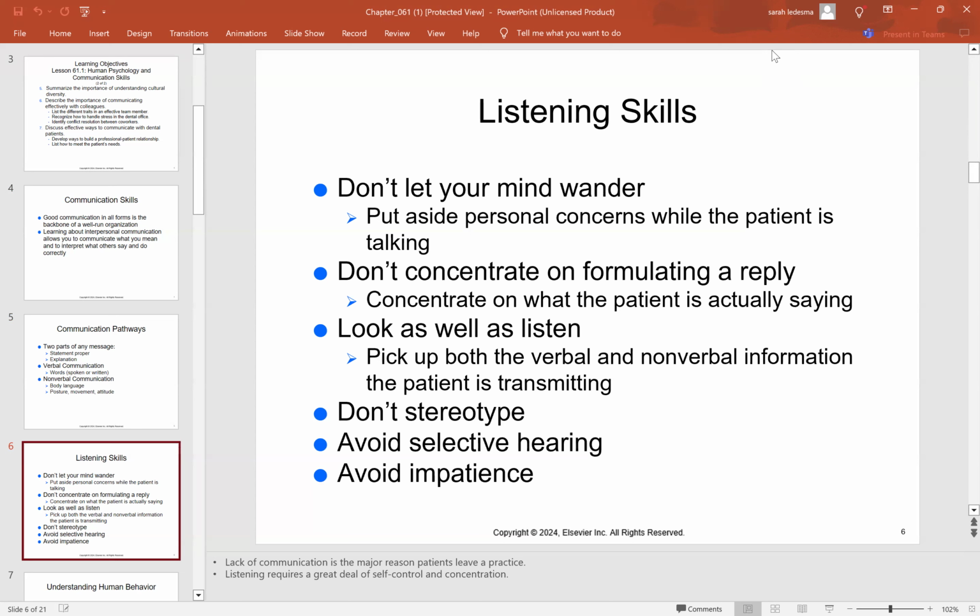Look as well as listen. Pick up both verbal and nonverbal information that the patient is transmitting. We never want to stereotype, avoid selective hearing, and avoid impatience.